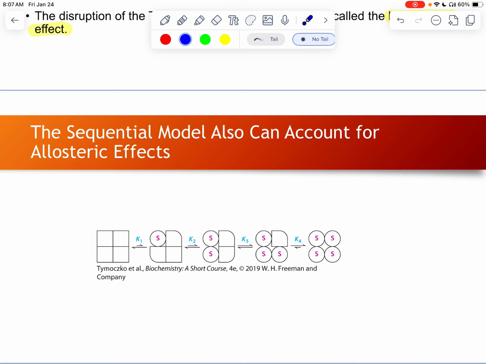So this is another case in the sequential model where we're still talking about the T state and the R state. Okay, but we're looking at it in a little bit different way. And we will see these models and the effectors play out as we talk about metabolism later this semester. We'll look at this in lots and lots of different cycles that we'll be studying.